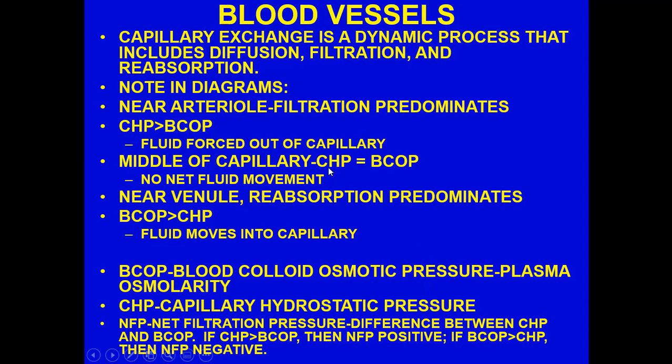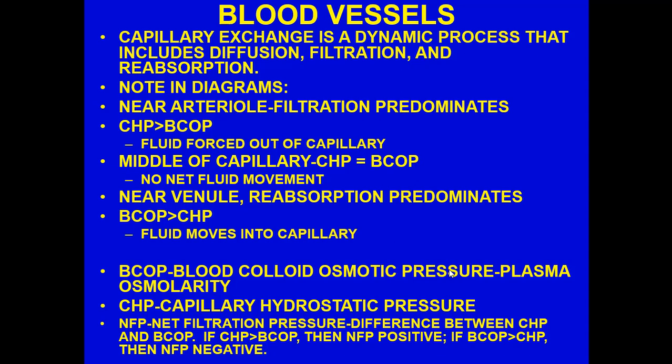When you get to about the middle of the capillary, this is where the CHP is equal to the BCOP. So there's no net fluid movement. Now, to help you understand what the blood colloid osmotic pressure is, that's the capacity of the colloids present. In other words, the thrombocytes, the proteins, the lipoproteins, antibodies, and all other large molecules, they're going to have this capacity to try to pull water back into the capillary. Now, when CHP equals BCOP, no net fluid movement.